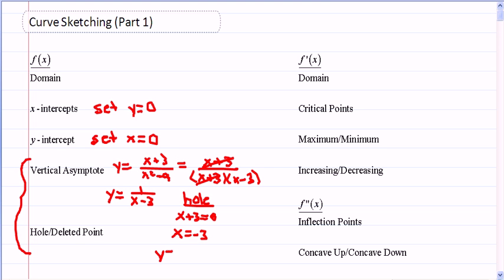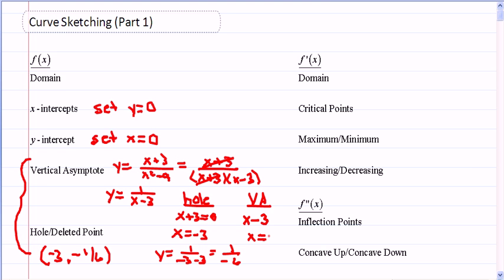To find the y-coordinate of the hole, you take 1 over negative 3 minus 3, which is 1 over negative 6, so that the coordinate of the hole is negative 3, negative 1/6. To find the vertical asymptote, you take the factor that doesn't cancel, which is the x minus 3, and set it equal to 0. So the equation of the vertical asymptote is x equals 3.